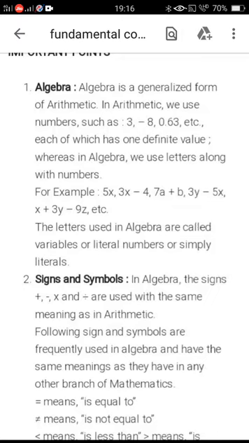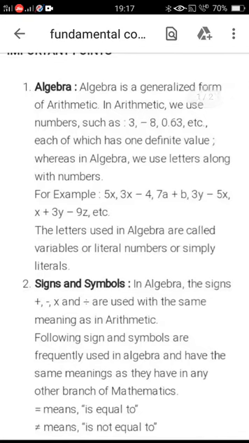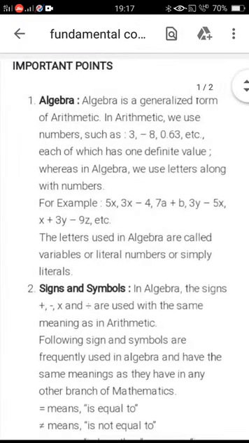Here, when we don't know the values, that time we use letters and numbers. So this is used in algebra. This we have to study in this fundamental concept. See, the second one, 3x minus 4. This is one expression, 3x minus 4.